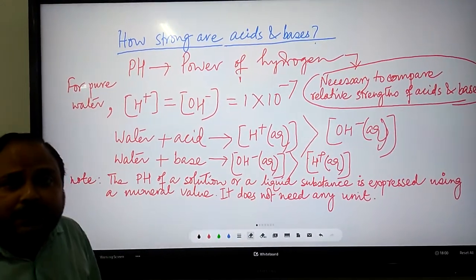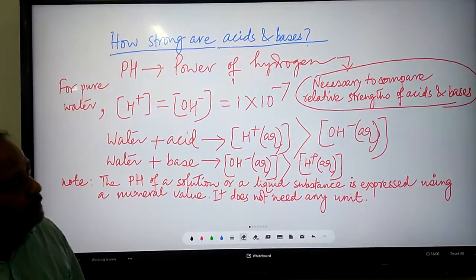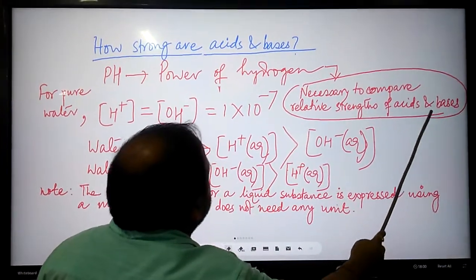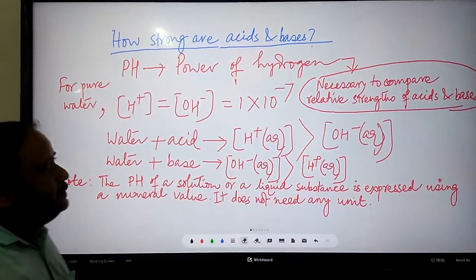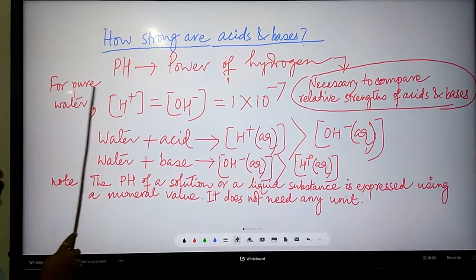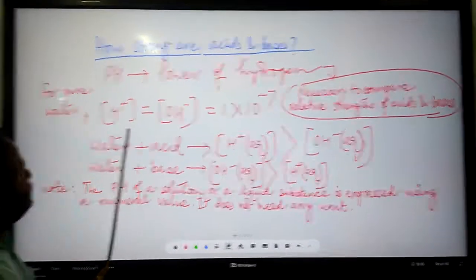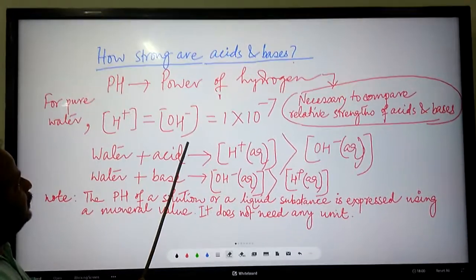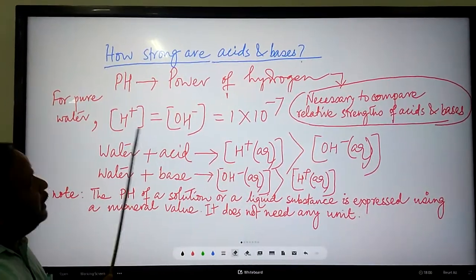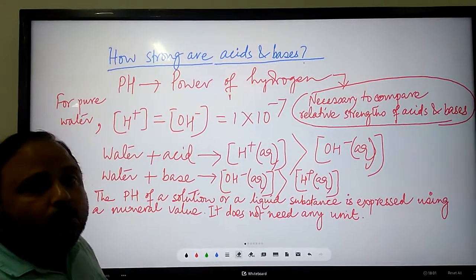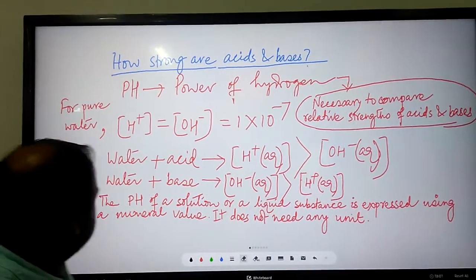Now why do we need the pH values of solutions? We need the pH values of solutions to compare the relative strengths of acids and bases. For pure water, which produces equal number of hydrogen ions and hydroxide ions, the concentration of hydrogen ion and hydroxide ion remains equal, and therefore you know that water is a neutral substance.